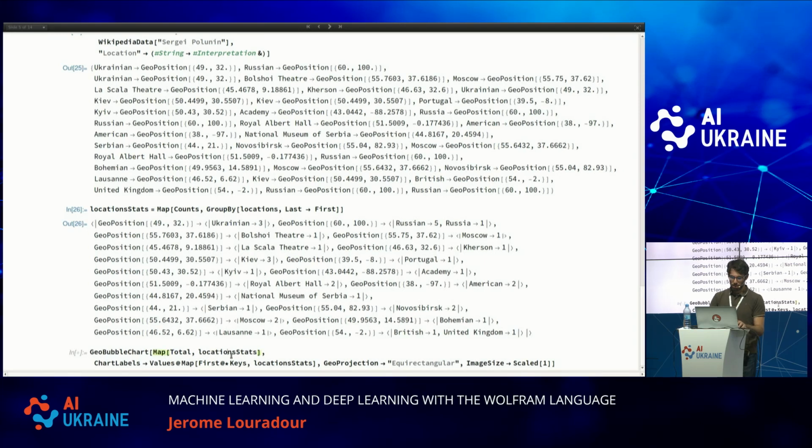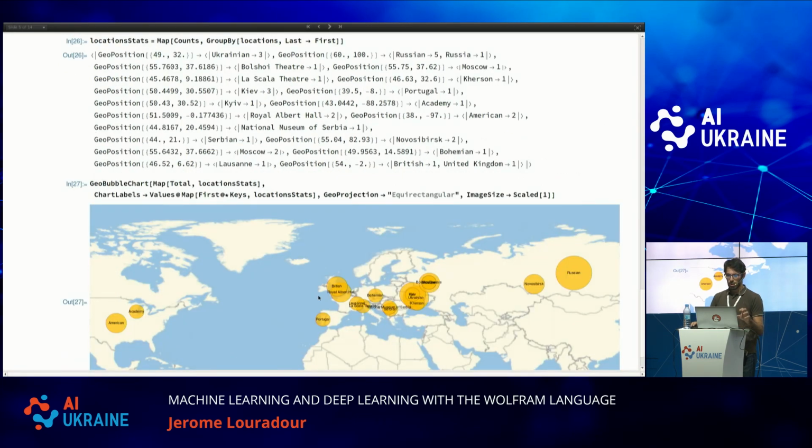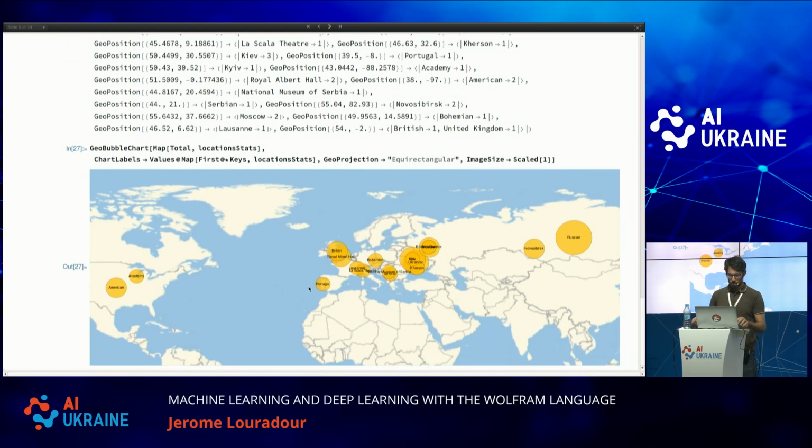And then I can plot in a map. So they have the weights here. The size is proportional to the number of occurrences in the text. And then I can watch all the locations in a map.